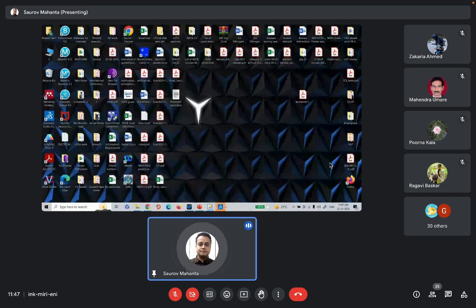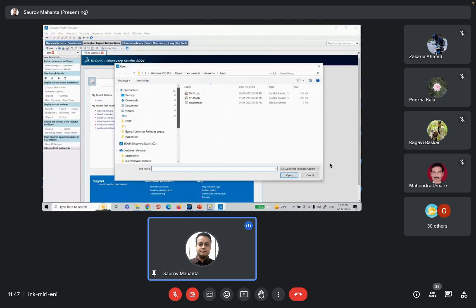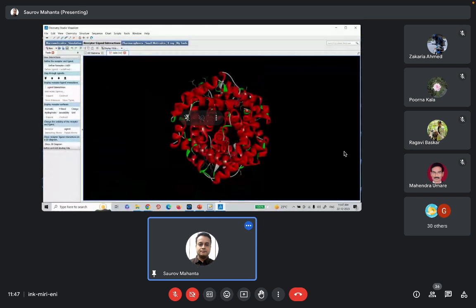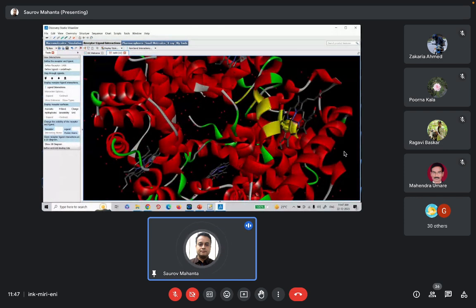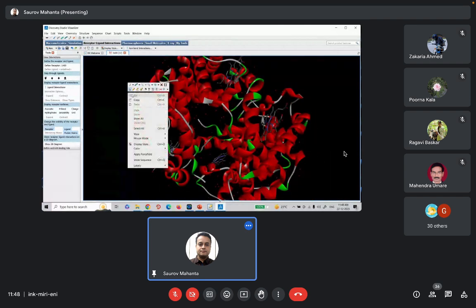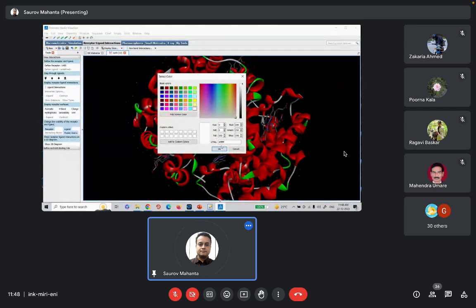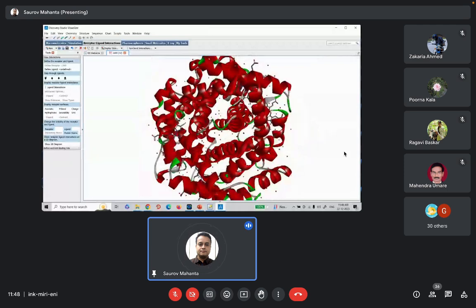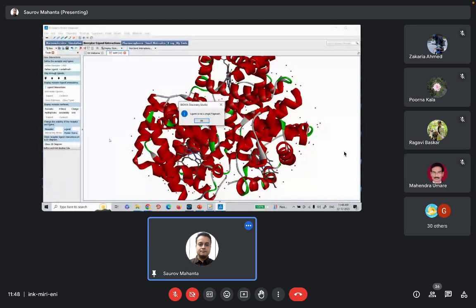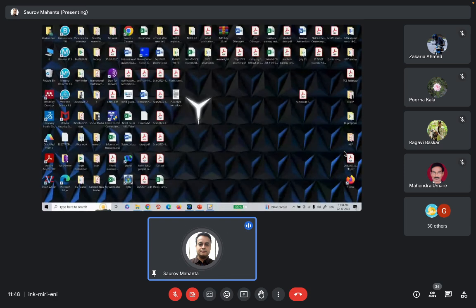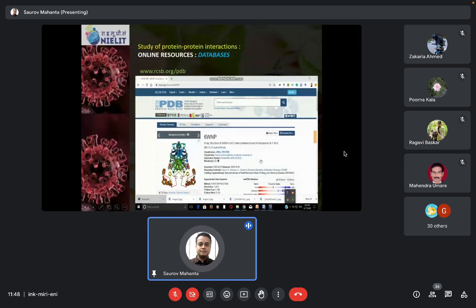So these are some of the examples of some of the visualizers. This is another visualizer. You can open the structure. This is another one. You can see the heme groups inside. So you can see the interactions. There are four ligands. So anyway, you can see the interactions also. So that way we can download the structures from the Protein Data Bank and keep the structures ready.